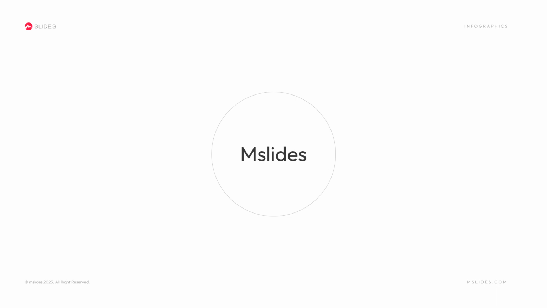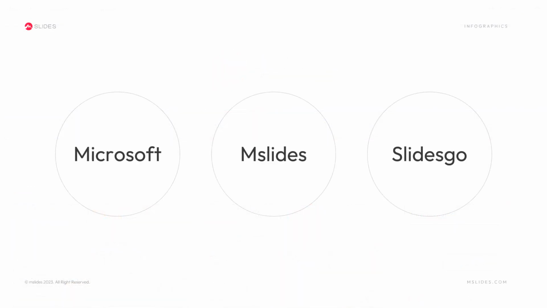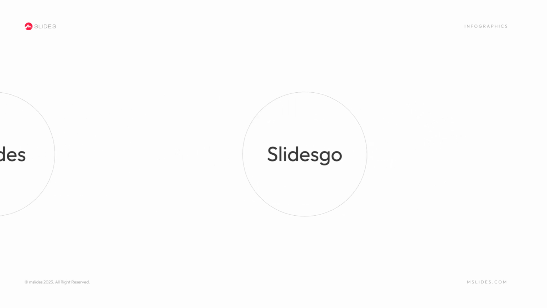2. mSlides. mSlides offers a wide selection of PowerPoint templates including calendar templates. They are created by professional designers. All of them are free and customizable. You can browse through the templates and download them directly to your computer.